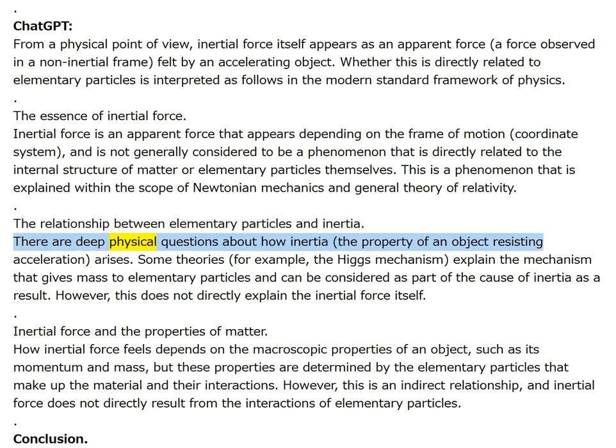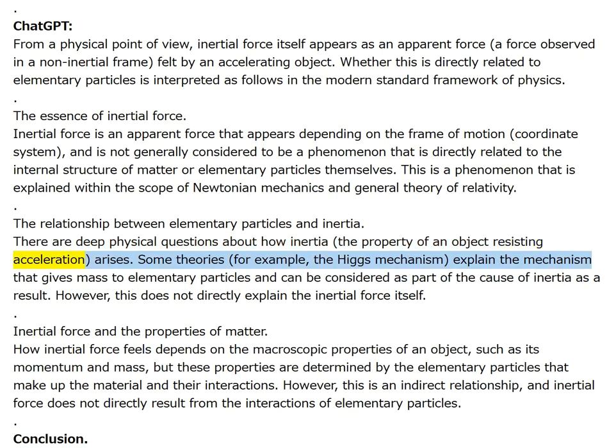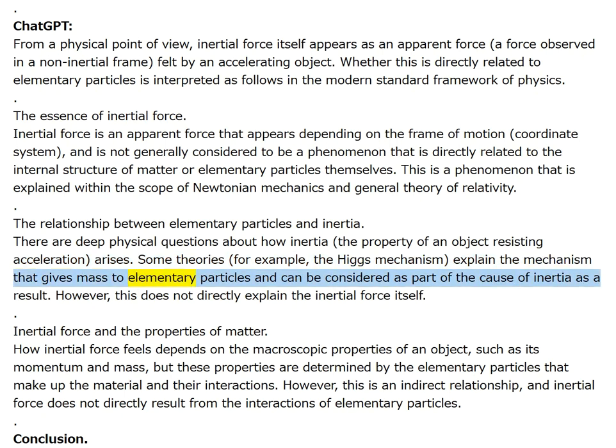There are deep physical questions about how inertia, the property of an object resisting acceleration, arises. Some theories, for example, the Higgs mechanism, explain the mechanism that gives mass to elementary particles and can be considered as part of the cause of inertia as a result. However, this does not directly explain the inertial force itself. Inertial force and the properties of matter.